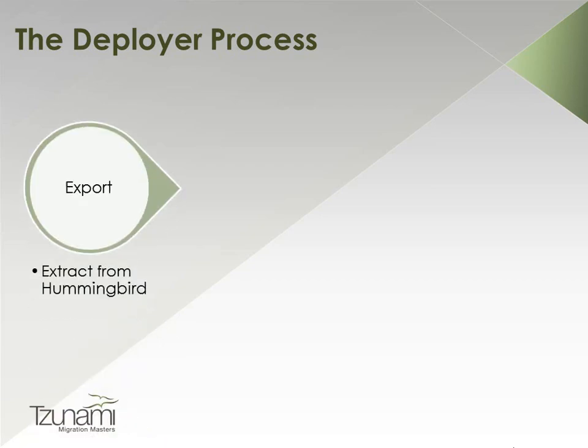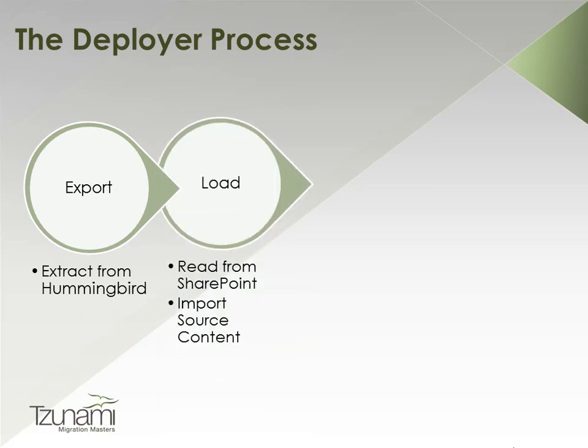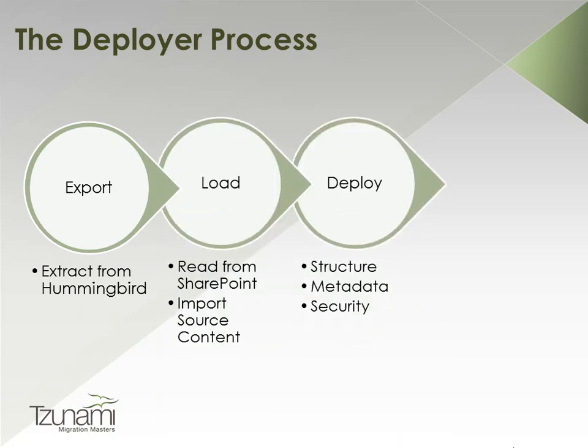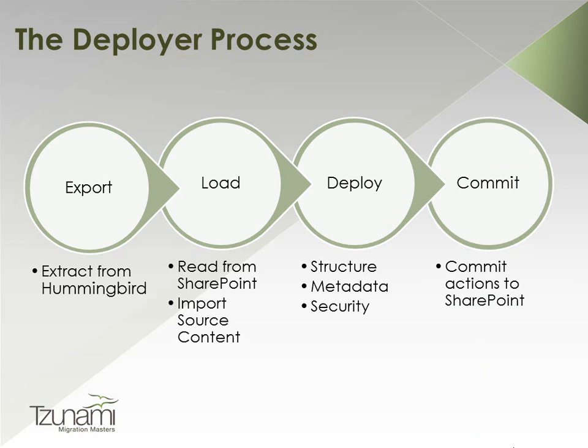First, we will export the source content from Hummingbird. This can be done from within the deployer or as a standalone process. We will then load the content to a deployer project. Next, we'll perform the virtual deployment along with all of its relevant configurations. And finally, we'll commit our migration specifications to SharePoint 2010.